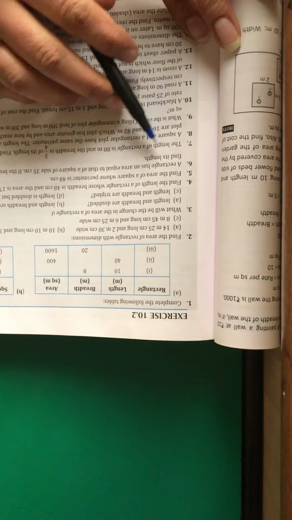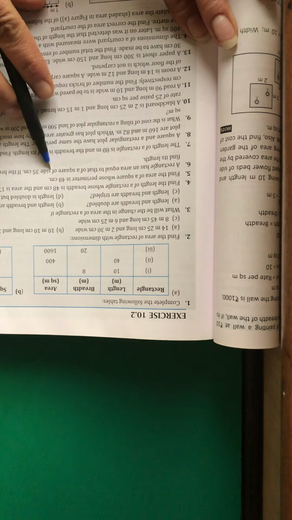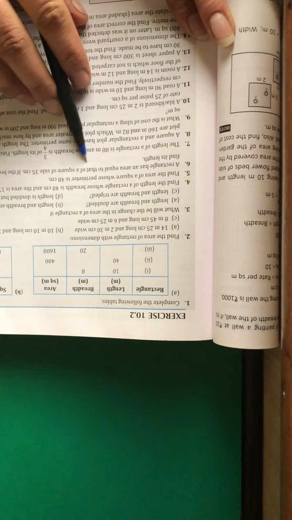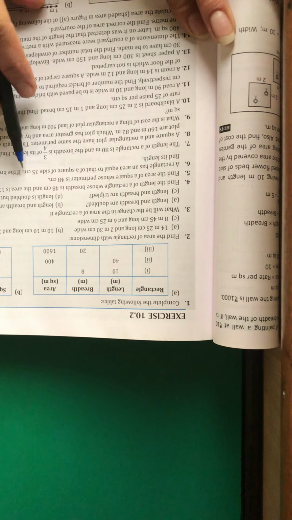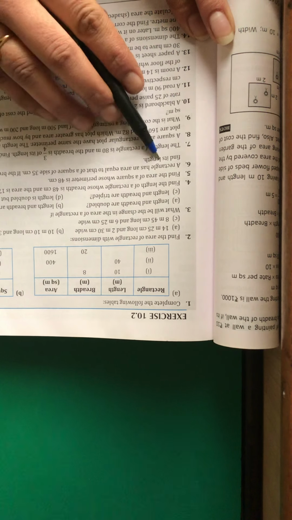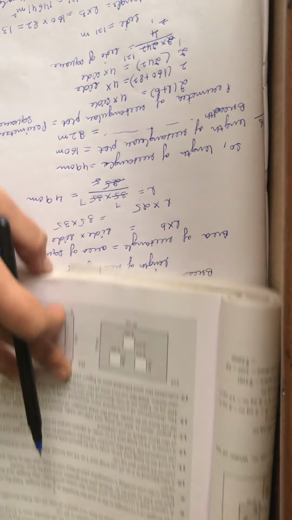Next is question number 6. A rectangle has an area equal to that of a square of side 35 centimeter. It means rectangle and square has same area and side of square is 35. If the breadth of rectangle is 25 centimeter, find its length.